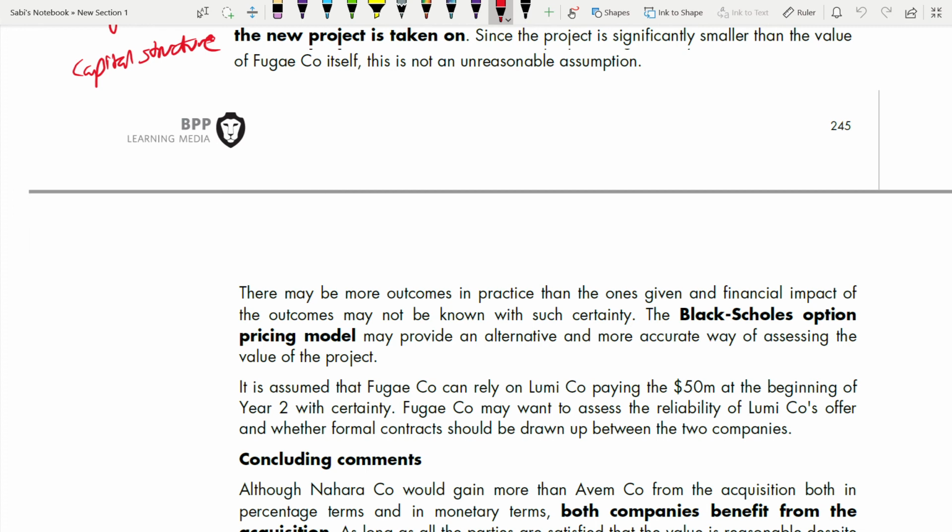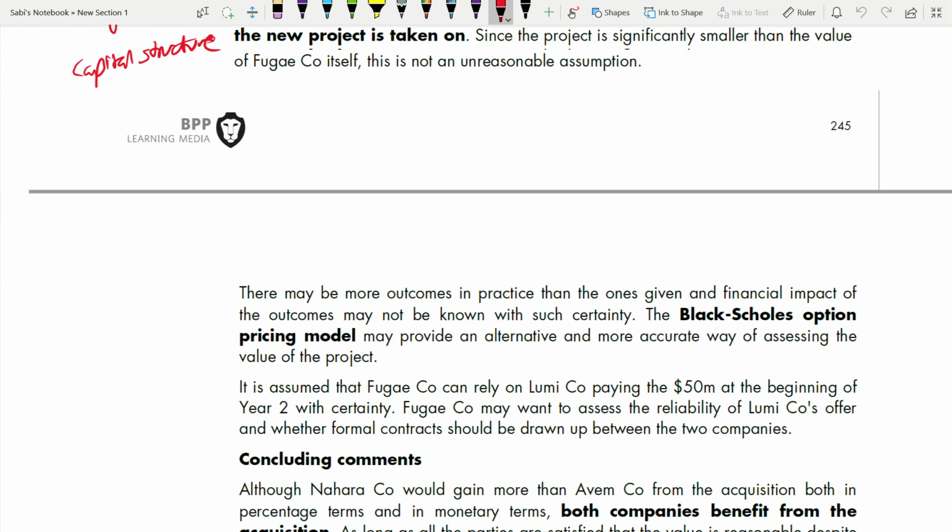So in practice, like in this question, you are just given 2 scenarios. If it is expected that everything will go according to the first year, then there is a 75% chance of occurrence. Everything will not go according to plan, 25% chance. So only these 2 scenarios are there, but in reality, there may be a wide variety. So many outcomes might be possible, and all those things we don't know with certainty. So in that condition, the Black-Scholes option pricing model may be better.